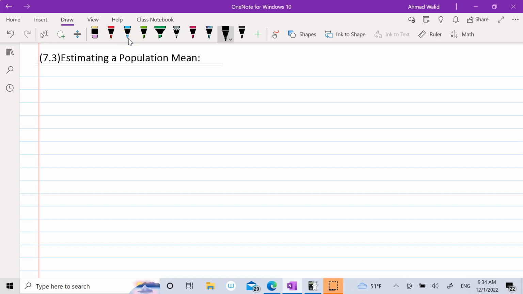Hello all, let's start section 7.3. 7.3 is estimating a population mean. The symbol for the population mean is mu. We are estimating the population mean through the sample mean, correct?